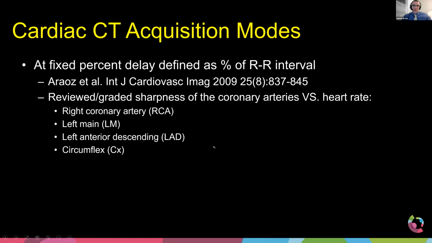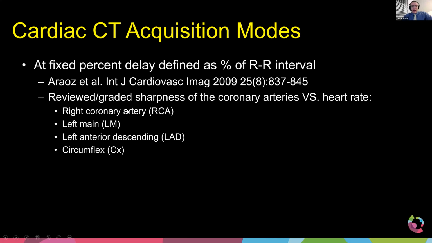So there was a publication that came out. It's been a little over 11 years now. And basically what they did is they acquired a bunch of images, and I'll explain what a retrospective is in a minute, but basically they acquired the image across all of the percentages, across the entire heartbeat. And then they reconstructed the images at each one of those percentages, and they showed them to the radiologists and cardiologists, and they said, I want you to look at the RCA, the right coronary artery, the left main LM, the left anterior descending, the LAD, and the circumflex, the CX.